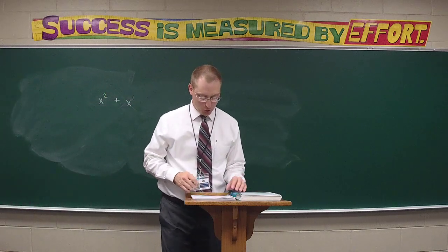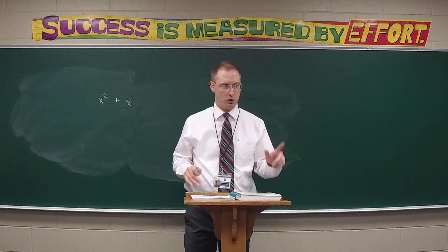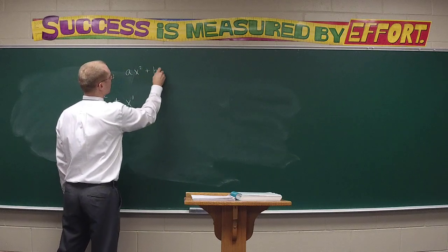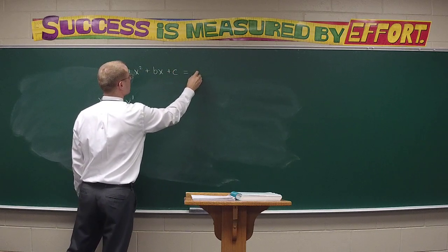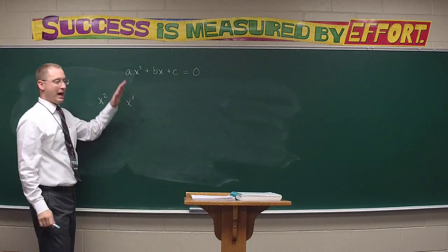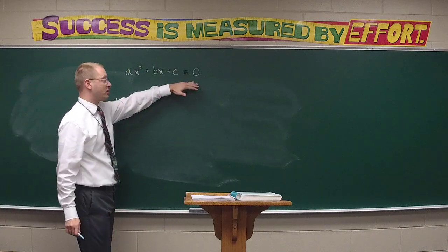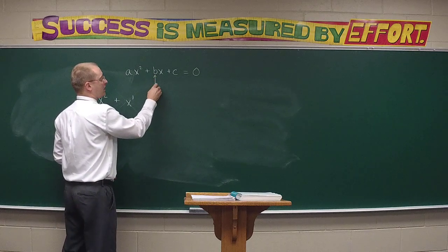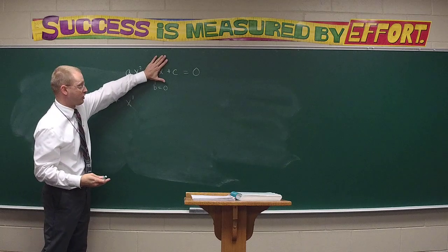What's the proper form for any quadratic equation? The standard quadratic form. Abby? Ax squared plus bx plus c equals 0. So the quadratic form is to have your x squared, then your x, then your constant, and then equal to 0. Now for our purposes though, we said that the b equals 0 in an incomplete or a pure quadratic, which is why we don't see the x term.